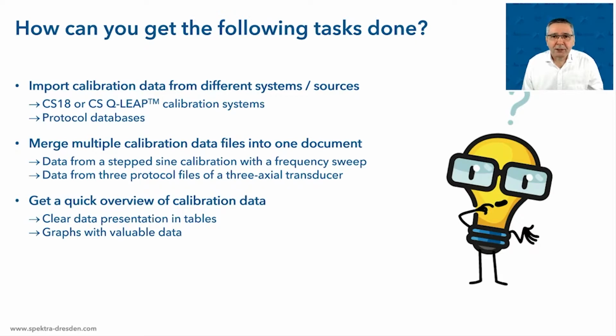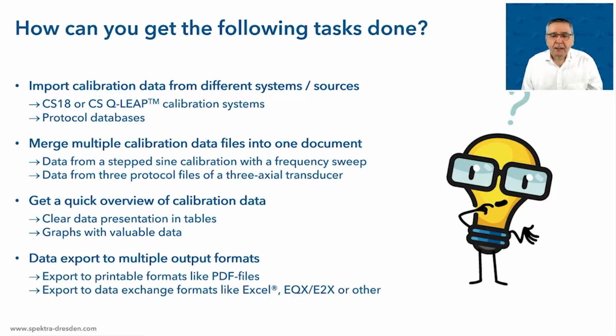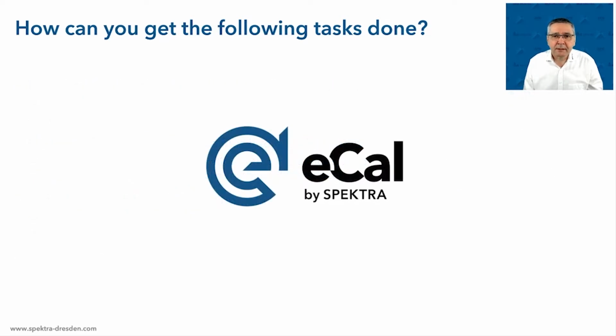Another task we have to manage is to get a quick overview over the calibration data coming from these sources with some graphs or some nice tables. And last but not least, the data export. So we want to export this data to printed calibration certificates, as well as to special file formats, for example, EQX or some XML formats that you need for the data exchange with other programs like some databases. Our answer to this is eCal.